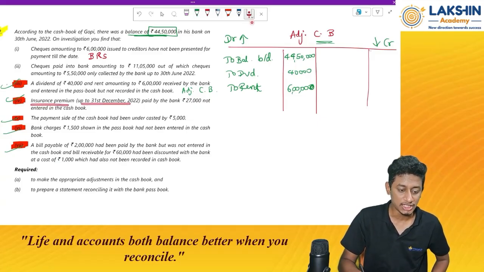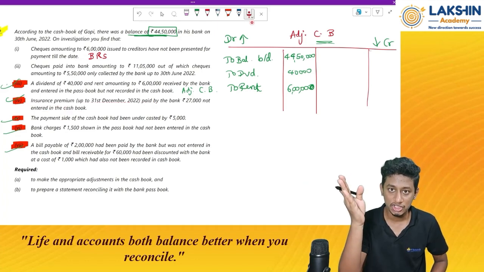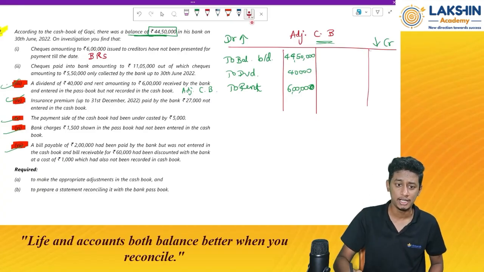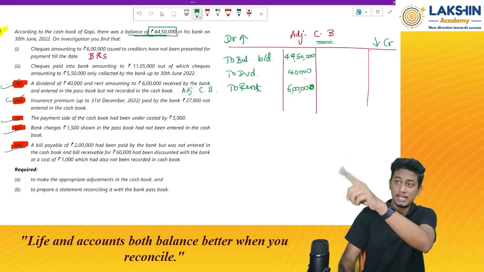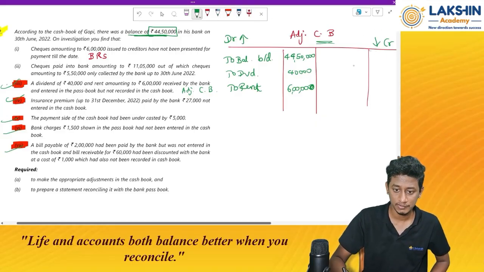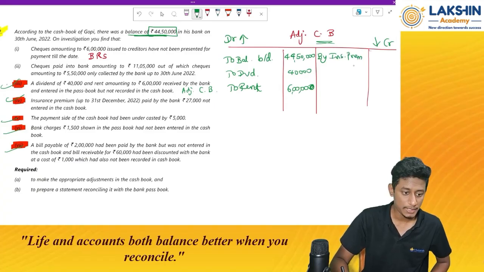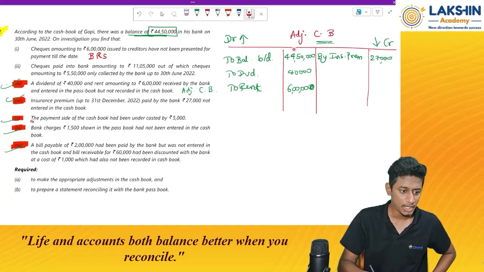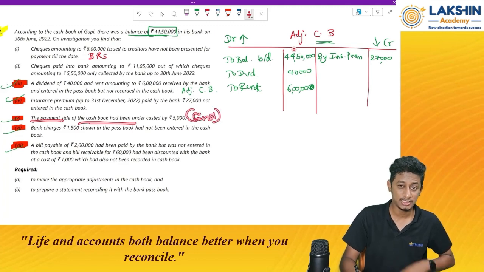Insurance premium up to the 31st December has been paid by the bank, not entered in the cash book. So bank has paid the insurance premium, but has the entry been done in the cash book? No, sir. The entry has not been done in the cash book. So now pass the entry to rectify it. Done. It is the insurance premium paid. I am paying something, so cash is going out. So debit or credit? I should credit it. By insurance premium, rupees how much? Rupees 27,000. Okay. Then payment side entry will keep it at the end. This is a bit trickier to enter over here.